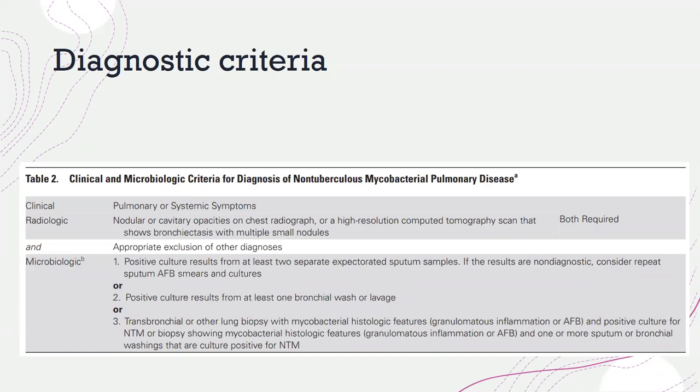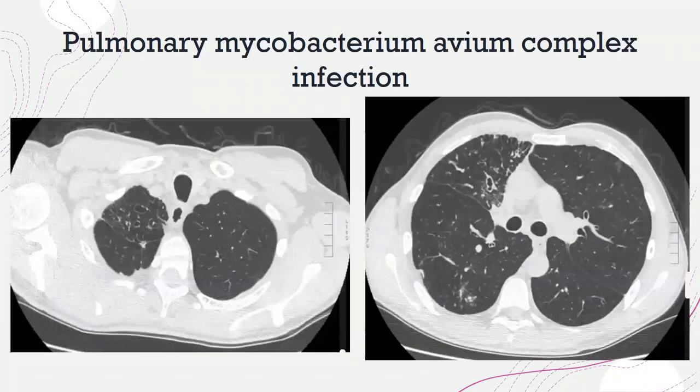So you have to have at least 2 separate expectorated sputum samples that are positive. You have to have positive culture results from at least 1 bronchoalveolar lavage or wash. And you can even have transbronchial lung biopsies that show mycobacterial histological features or granulomatous inflammation that's usually associated with mycobacterial infections. Just to harp on real quick on the radiological things.